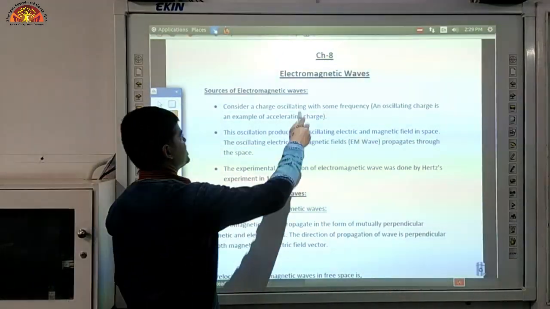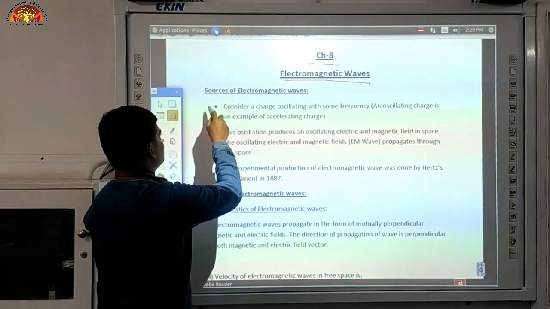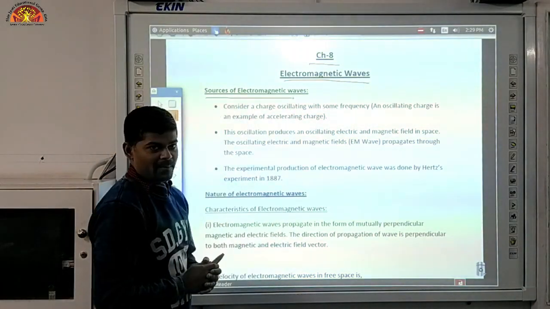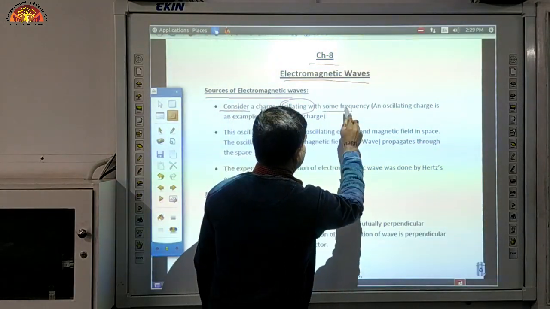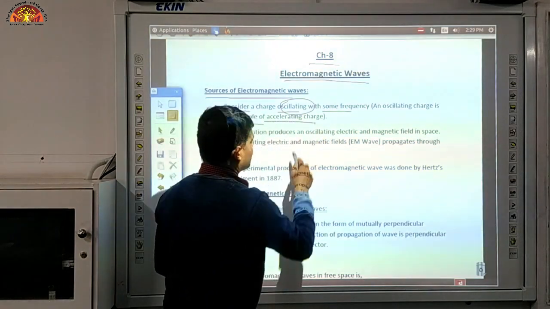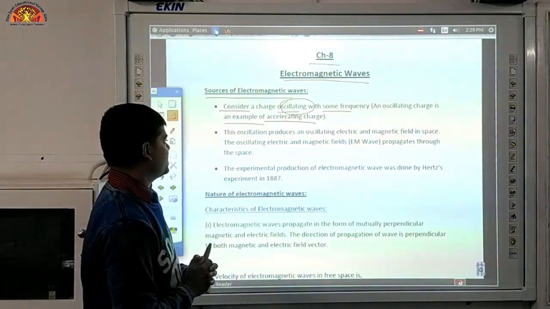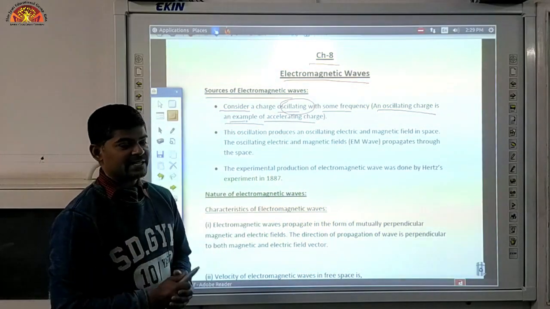So, class, chapter number 8, Electromagnetic Waves. First of all, we will talk about the sources of electromagnetic waves. Consider a charge oscillating with some frequency. An oscillating charge is an example of accelerating charge. Keep one thing in your mind, that an oscillating charge is an example of accelerating charge.